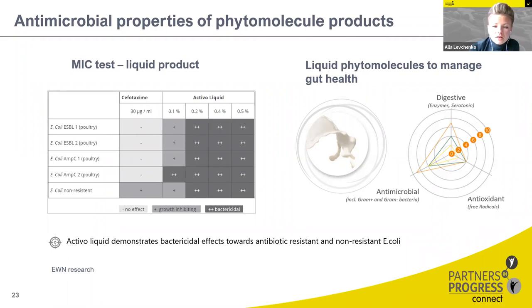The liquid phytomolecule product showed bacteriostatic. So we see the bacteriostatic effect at the lower concentration and the bactericidal effect depending on the inclusion level, and was effective against the E. coli strain, including antibiotic resistant ones. So the four top strains that were tested were the ESBL resistant strains, and also one non-resistant was tested.